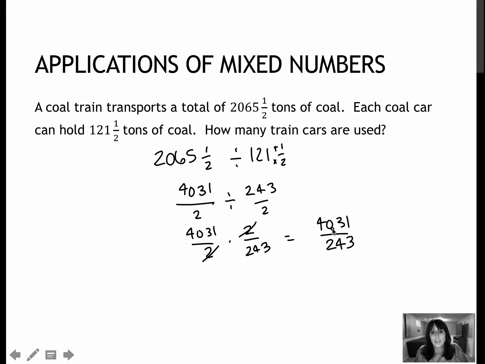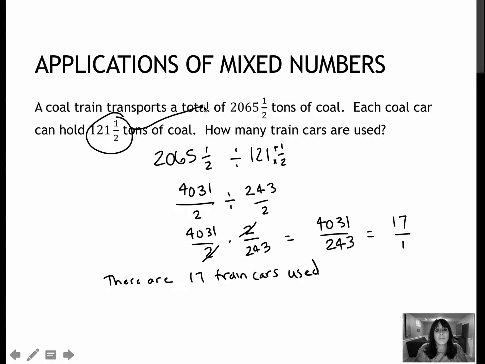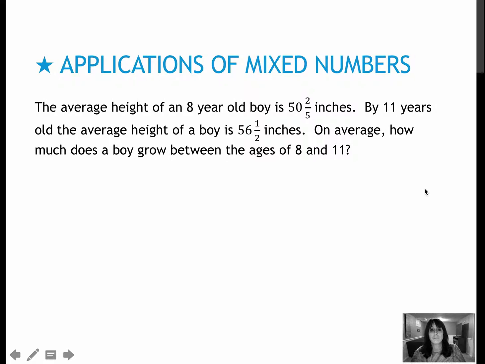Using my calculator, because these are larger numbers, I end up with 17 over 1, which means there are 17 train cars used to transport the coal. So again, it was division because we were saying how many times will this go into this. Try this one on your own and then press play to see how you did.